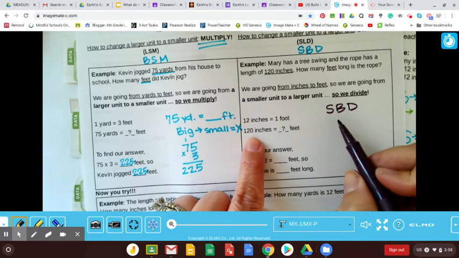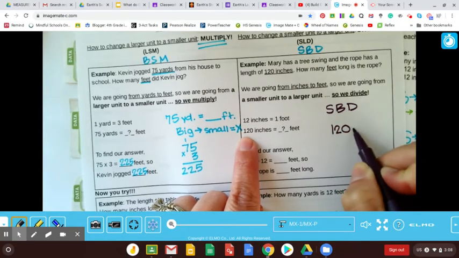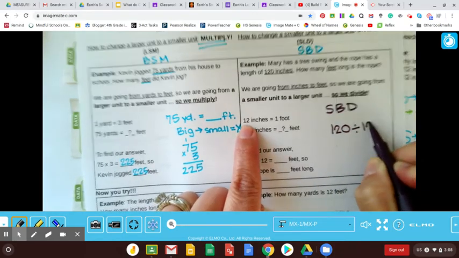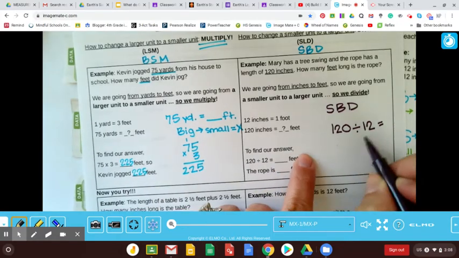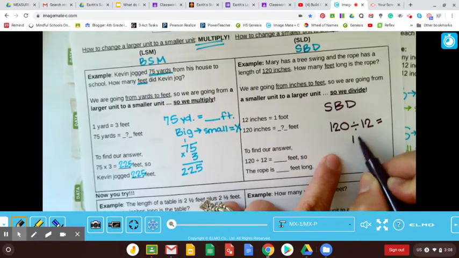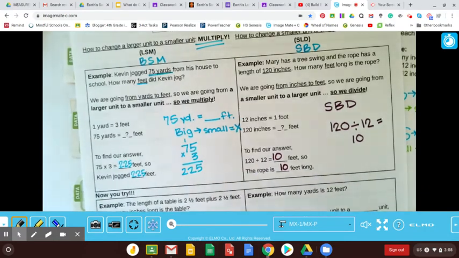So we know that there are 12 inches in 1 foot. So how many feet would be in 120 inches? So we have to do 120 divided by 12. And we can probably do that mental math. What 12 times what is 120? 10. So the rope is going to be 10 feet long.